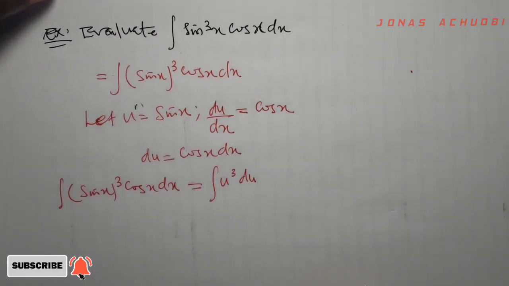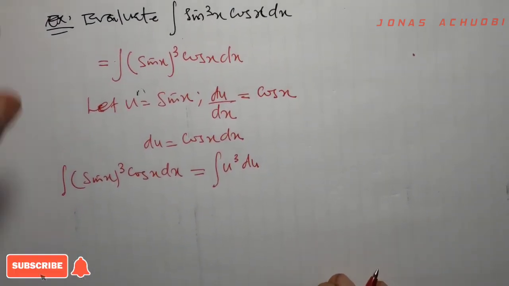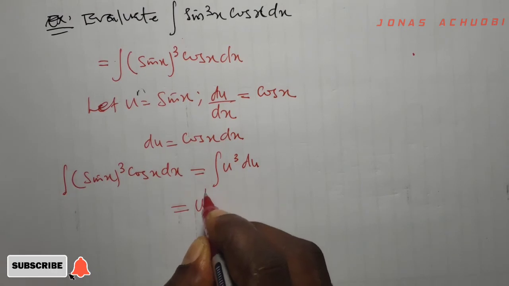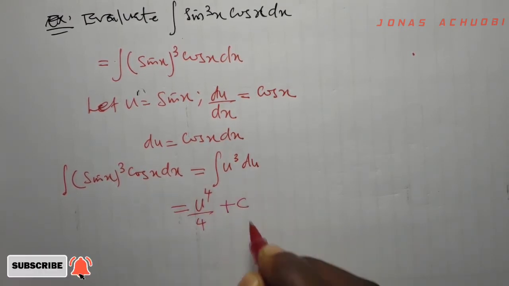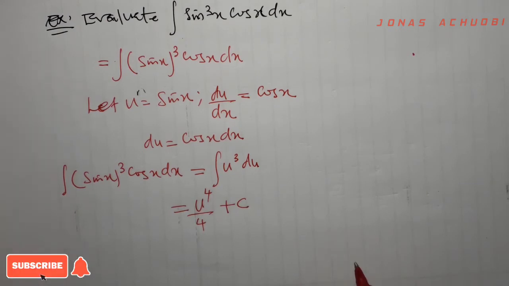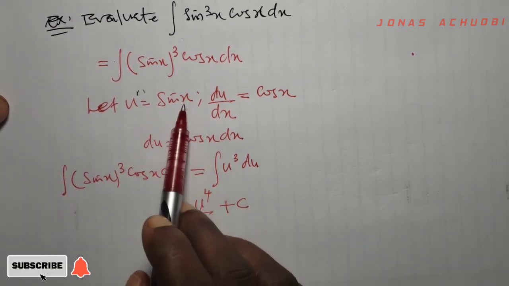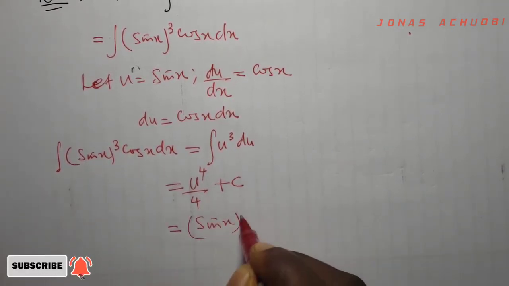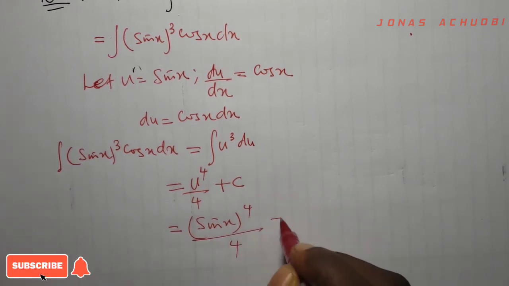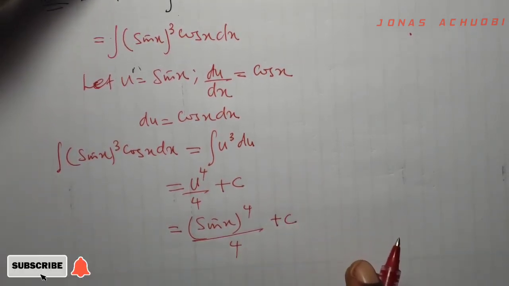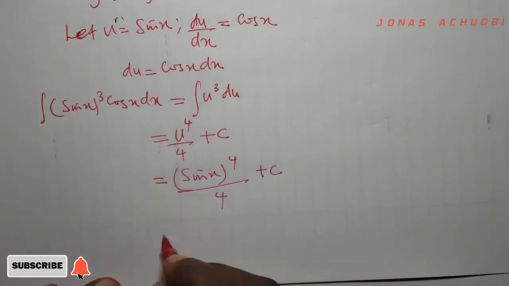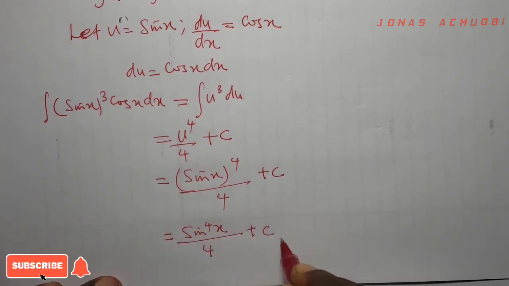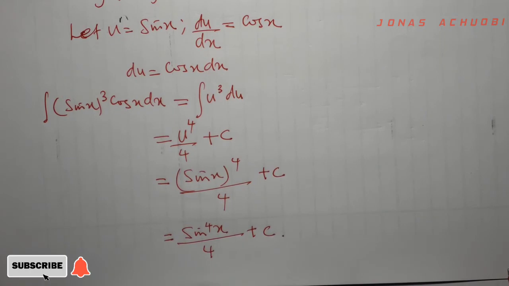So we now have the integral of u cubed du to integrate, which is now an easier task to perform. If you integrate u cubed, you get u raised to the power 4 over 4 plus our constant c of integration. What is our u? Our u is sine x. So if we replace u with sine x, we simply have sine x raised to the power 4 divided by what? 4 plus c, the constant of integration, which you can also express, if we want, as sine raised to the power 4 x over 4 plus c, our constant of integration.